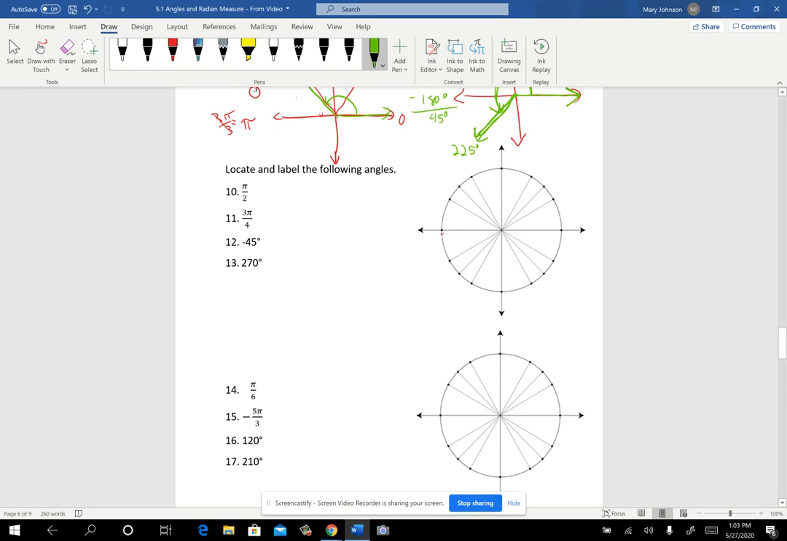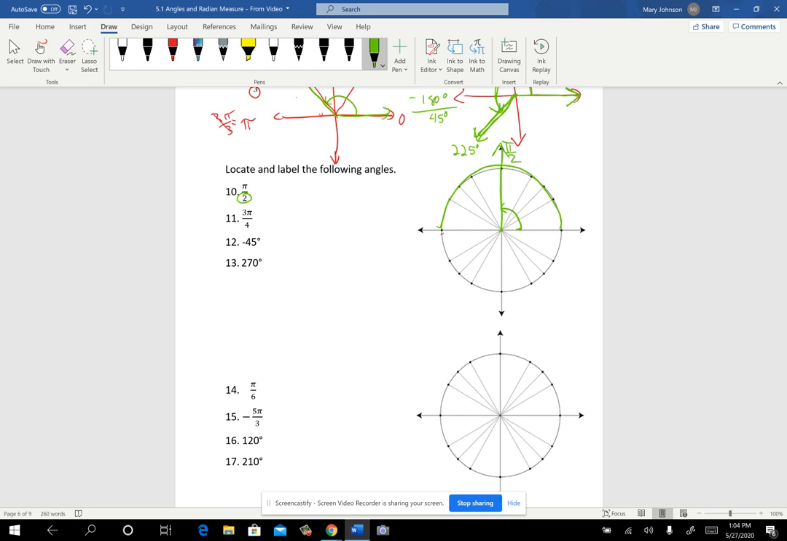All right, now on number 10, the denominator is 2. So we want to break pi, here's pi, that amount of rotation, into 2 equal pieces. So that means that would be right here. Okay. And so you want just 1 pi over 2. So that gets you from here to here would be pi over 2. So that straight up spot would be pi over 2.